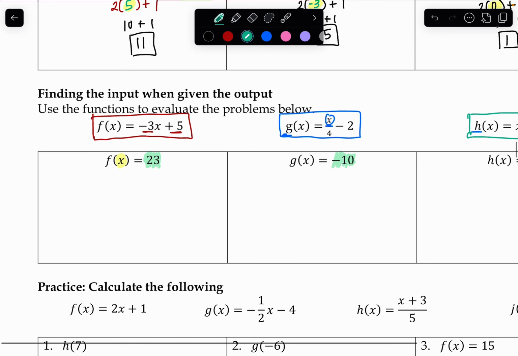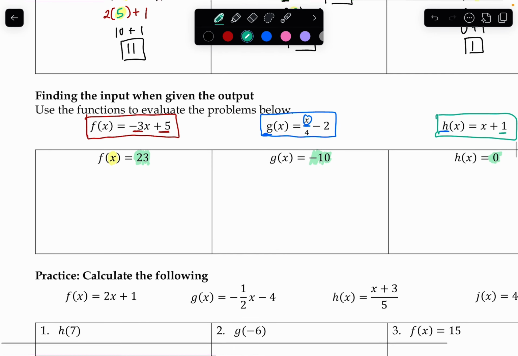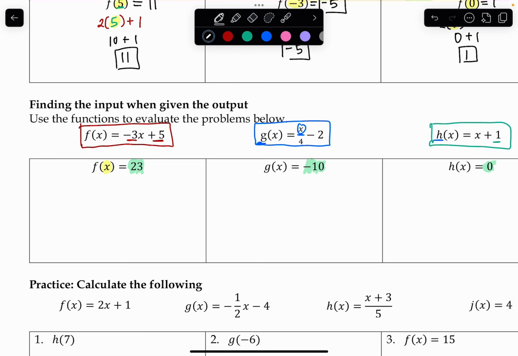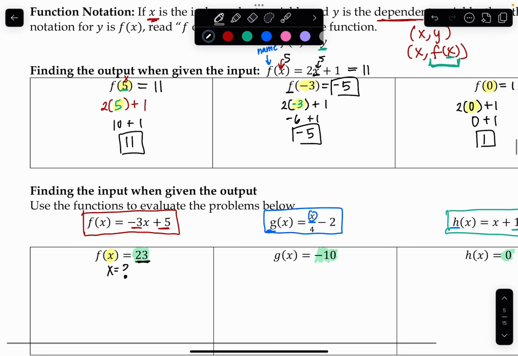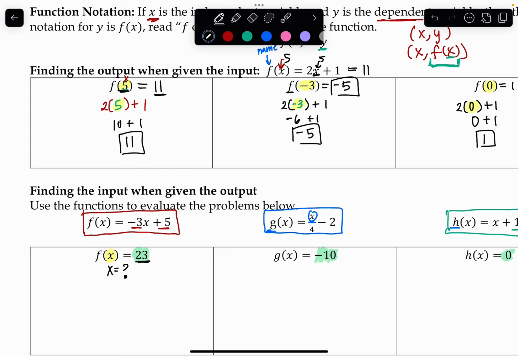Here we're trying to figure out which x value gave us an output of 23. If we're thinking of the vending machine example, if we put 5 into the machine, we get 11 out of the machine. 5 is like your money, and 11 is like the soda or whatever the machine you're using gives you.